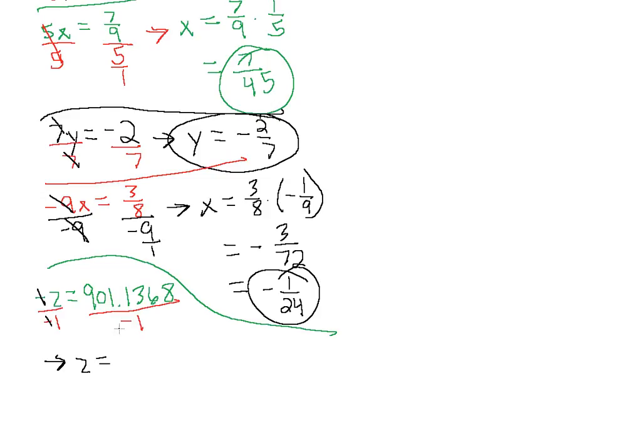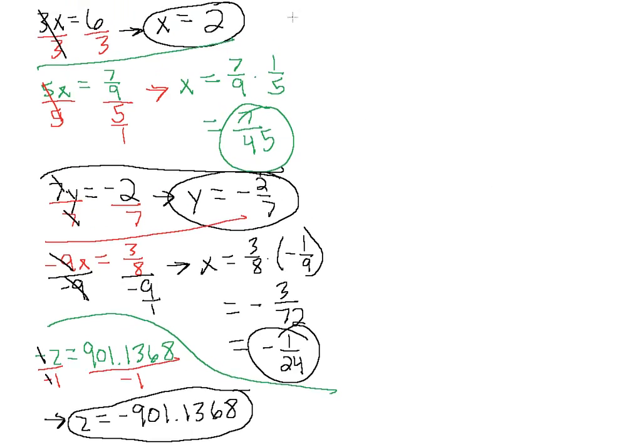And all dividing by a -1 here is going to change the sign of this number. So minus 901.1368. Okay, so we always want to be sure that we're solving for a positive variable. We don't want the opposite of it. Let's do a couple more.